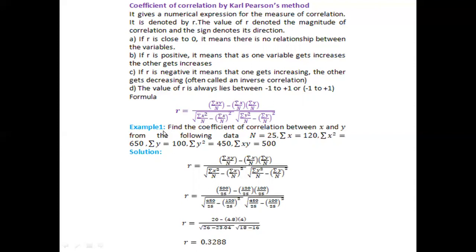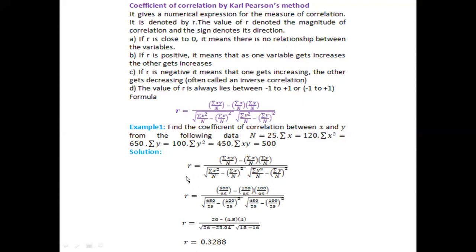Now let's see the example. Find the coefficient of correlation between x and y from the following data. Here, capital N, the number of observations, is given, which is 25. Summation x equals 120, summation x square equals 650, summation y equals 100, summation y square equals 450, and summation xy equals 500.